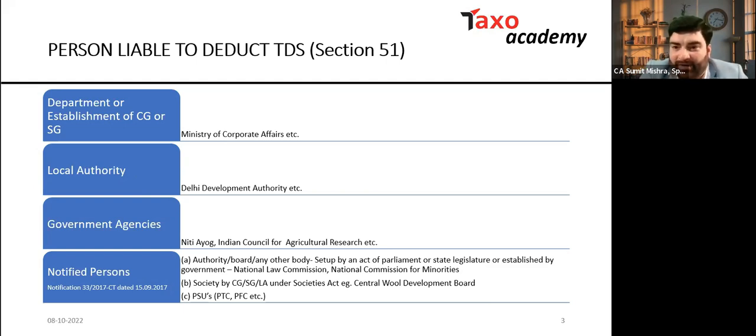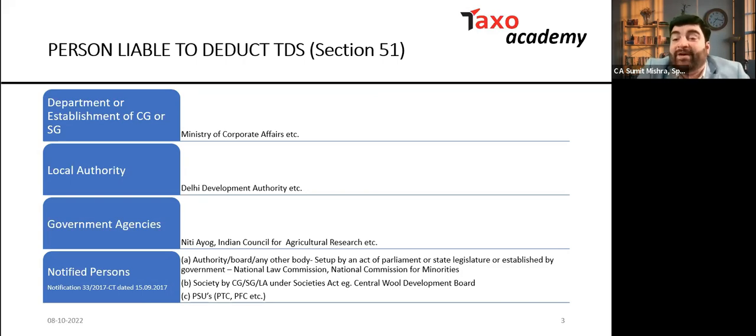For example, I am a supplier, a works contract service provider, and there is a department like the Ministry of Corporate Affairs. I'm taking the example of the Ministry of Corporate Affairs, you can see on the screen. The Ministry invited me through a tender to construct a building for their office. So I will participate in the tender, and I will define a certain fee for that service.